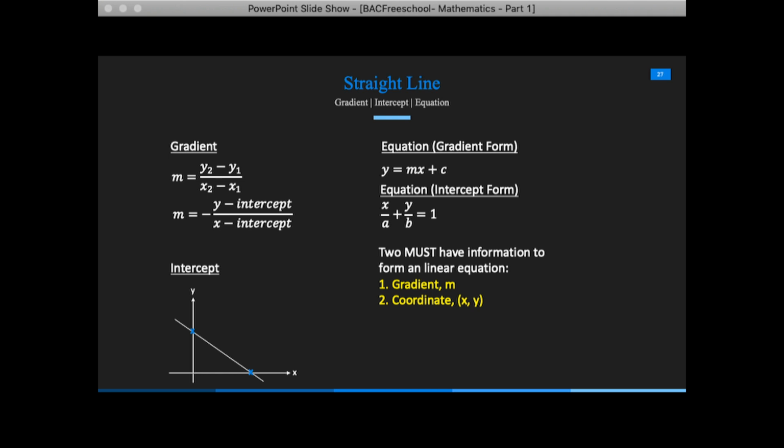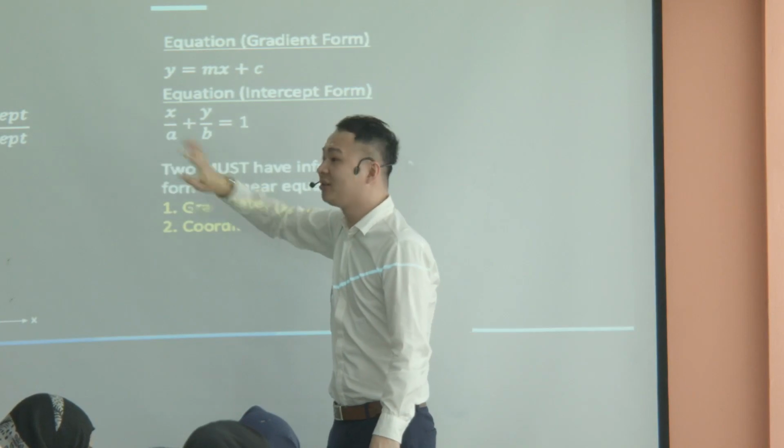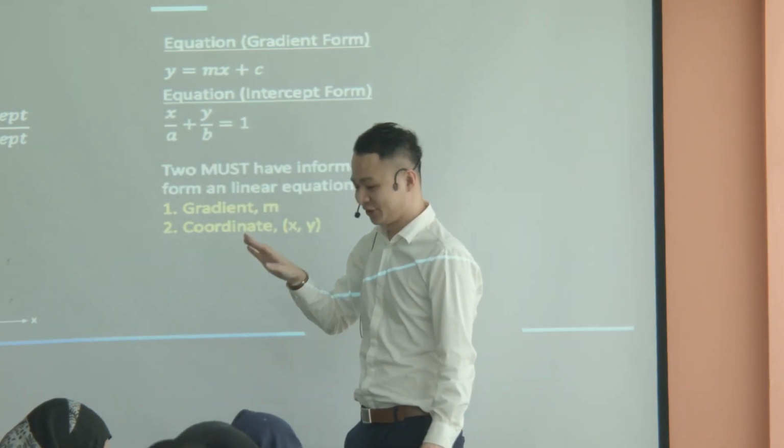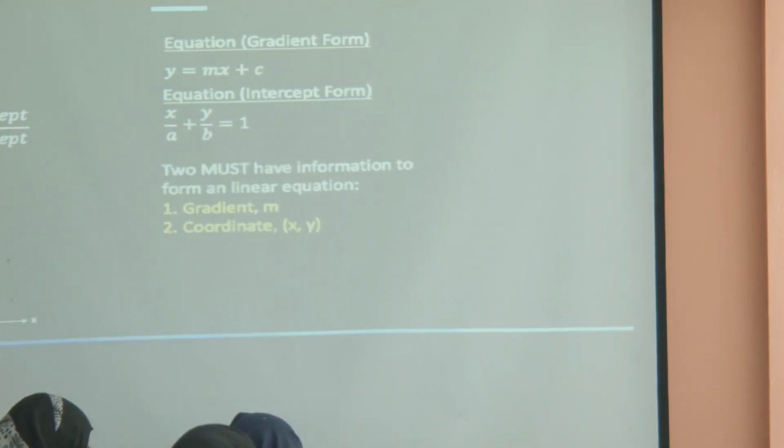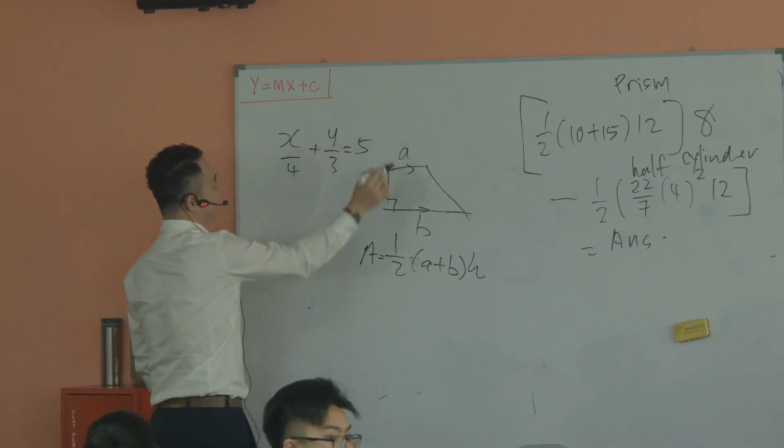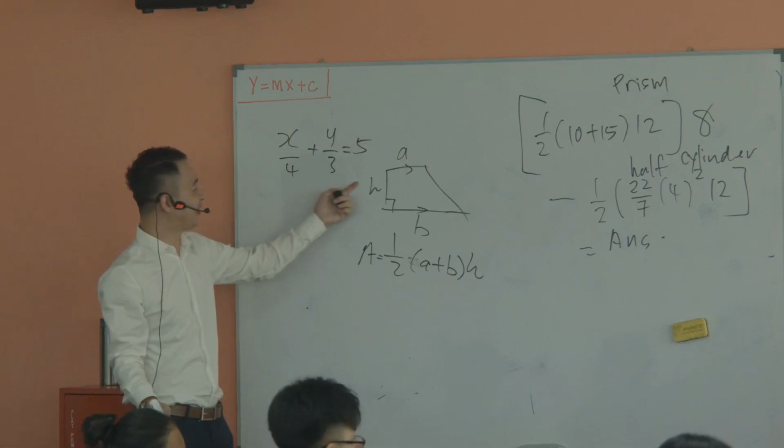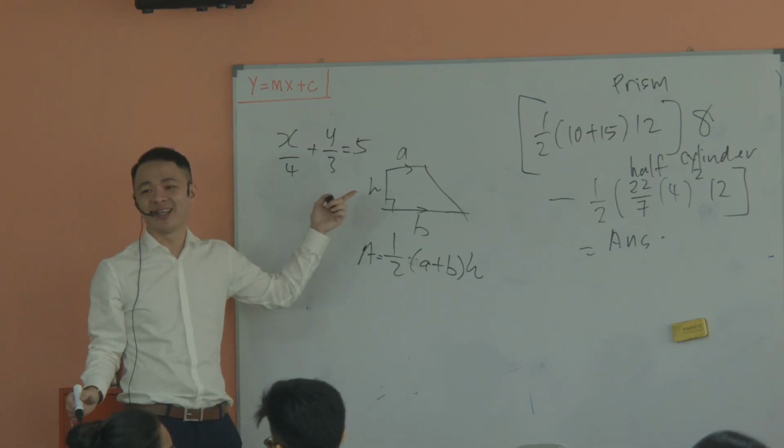Because the good thing about this equation is you can straight away get the gradient. As long as you arrange your equation into y equals mx plus c, you can get your gradient and your y-intercept straight away from the equation. Because not all equations let you get the gradient straight away. I can give you some idea. Today, if I have x over 4 plus y over 3 equals 5, with this kind of equation, there's no way you can get the gradient so fast.